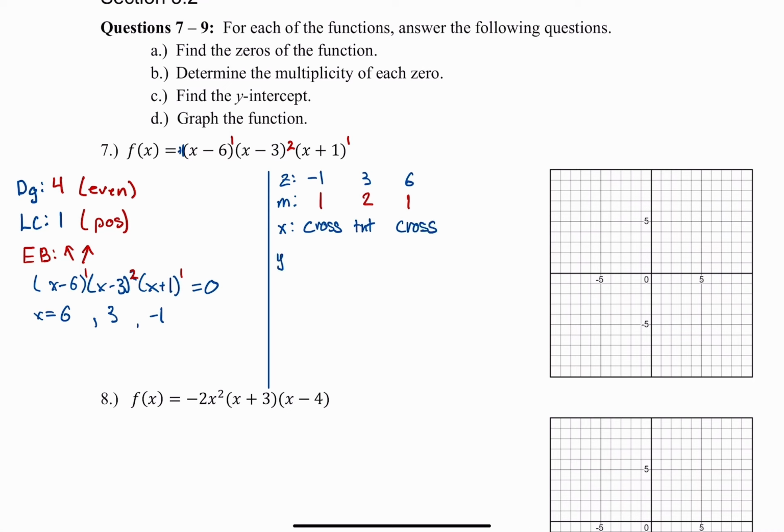The y-intercept in this case, you're going to go ahead and plug in 0. So you'll get a minus 6 times a minus 3 squared times a 1. So you end up with a minus 6 times 36. And let me just check this off to the side. For number 7, that is going to give us a minus 54. So that's going to be way down here. I'll just go ahead and write maybe a little tick mark right there.